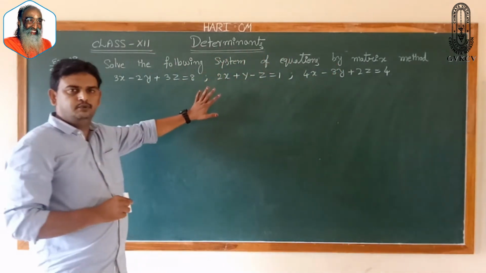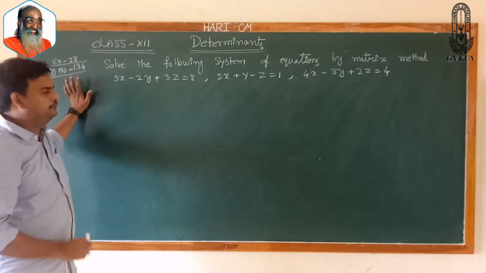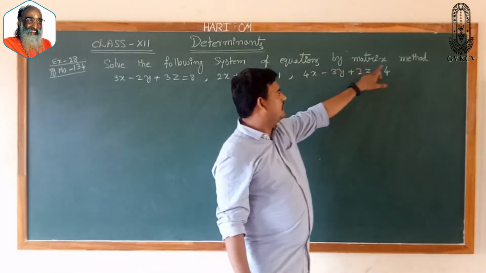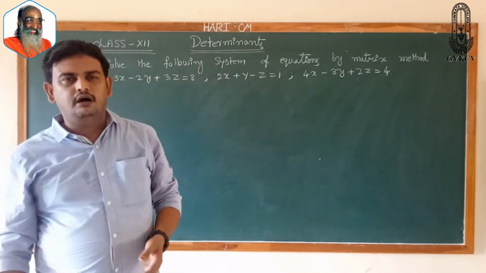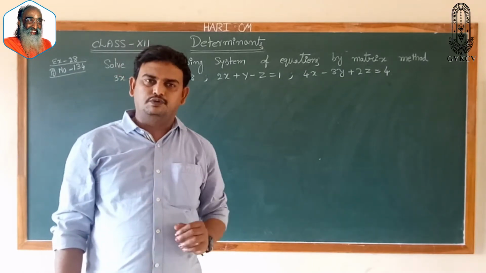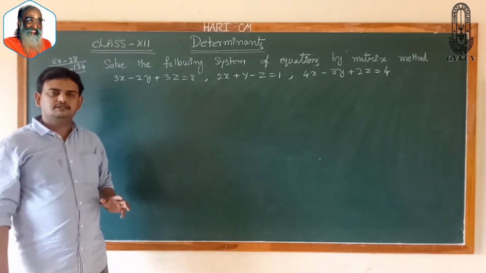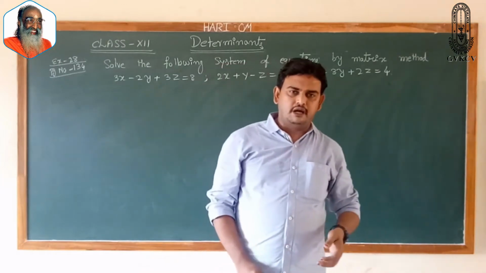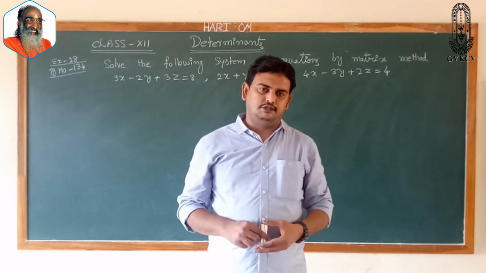Here we have one example, example number 28 from page number 134. Solve the following system of equations by matrix method. Whether they say matrix method or inverse method, all methods are the same, you don't need to get confused. So we have three linear equations. These three linear equations we should convert into matrix form, then we continue the procedure.